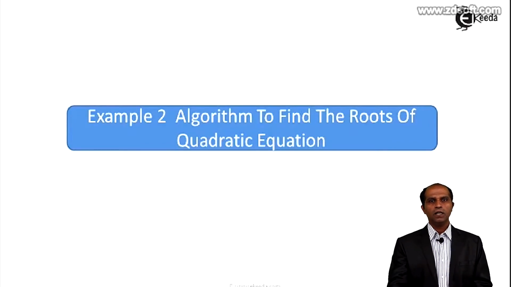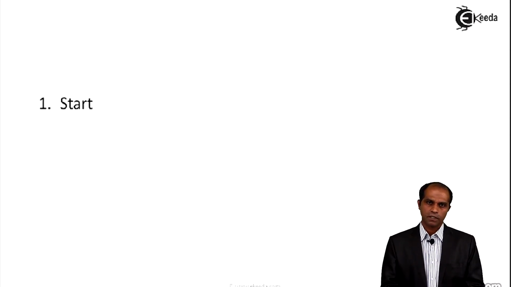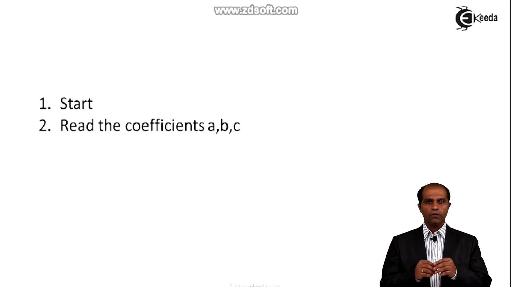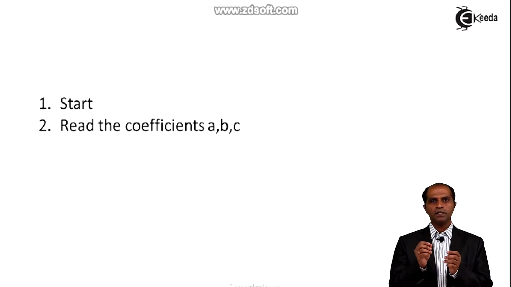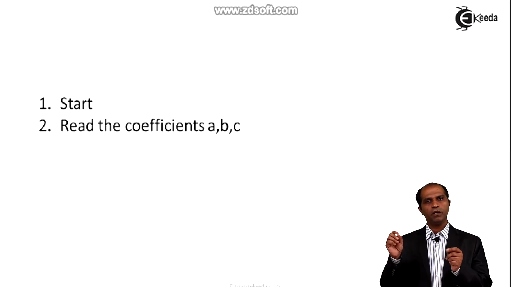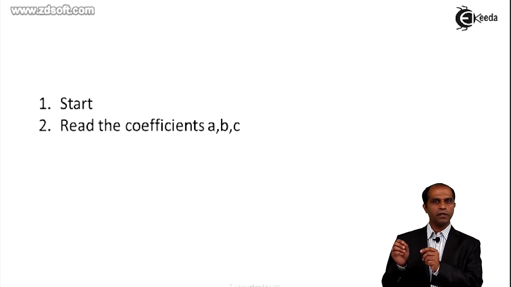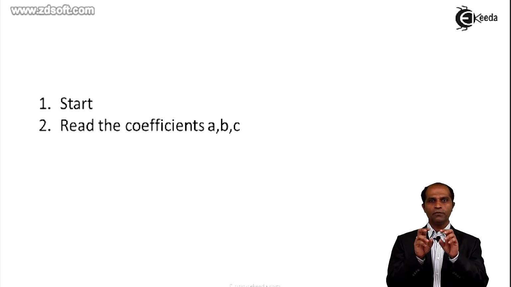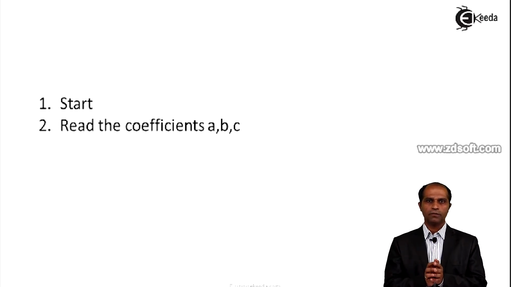Now let's see how I represent the algorithm for this statement. As usual, an algorithm will always begin with start. Then I am supposed to ask the user to enter the coefficients. In a normal algorithm, I can say read coefficients a, b, c. Or if I have to write a pseudo algorithm, then I can print a message, enter the coefficients of the quadratic equation, read the values, wait for the user to enter the input and verify them. So those will be the only steps which differ when you compare an algorithm with a pseudo algorithm.